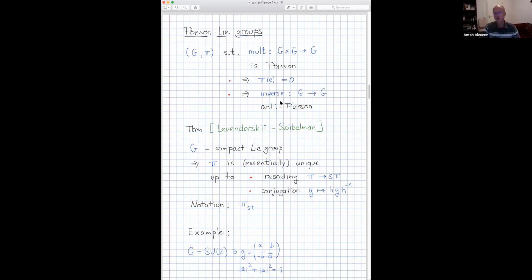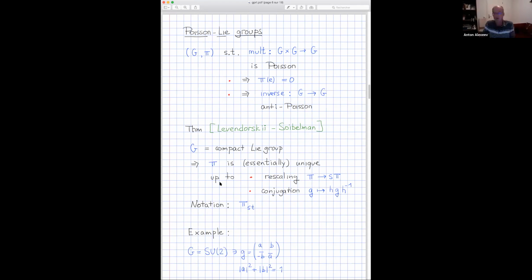And then, one would think that maybe we are doing Poisson structures in the category of groups, but it's not quite true. For instance, you cannot make the inverse Poisson. If the product is Poisson, then the inverse has to be anti-Poisson, so the Poisson bracket changes sign. However, today we will be mainly concerned with compact Poisson-Lie groups. And then there is a beautiful theorem, which I also twisted a little bit, due to Lu, Weinstein and Soibelman in the 90s. It says that such a pi, assuming it's non-zero, is essentially unique. Essentially, I'm cheating here a little bit. It's not completely true.